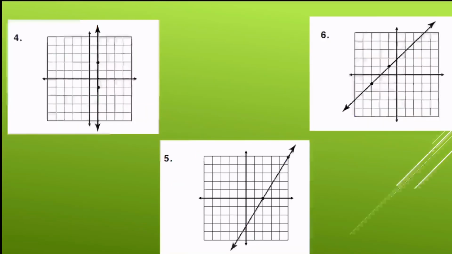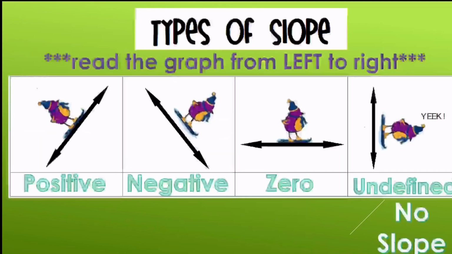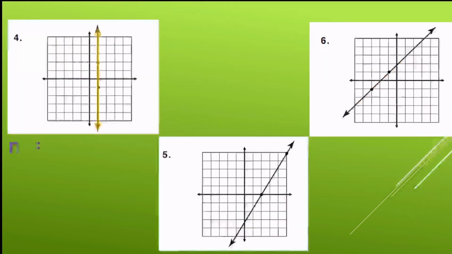So let's look at number 4. Well, look at this line. What did it do? It went up and down. Well, our little guy here going up and down, his slope was undefined. Or you could have also said no slope. So this one, the slope is undefined. If you can commit to your memory and make a flashcard of a 0 slope and then of an undefined slope, it's going to help you get this a little quicker.